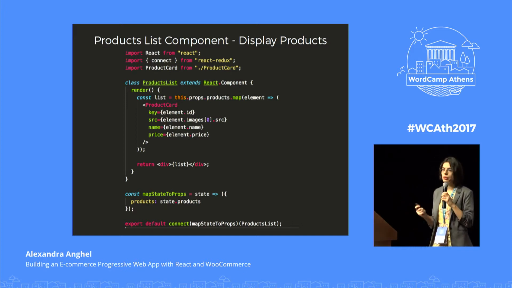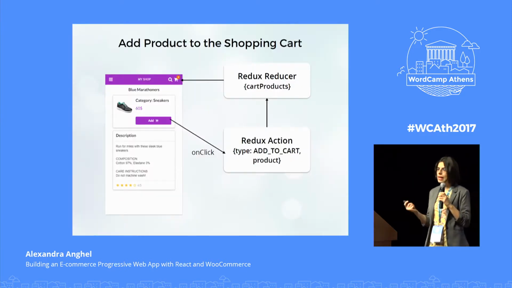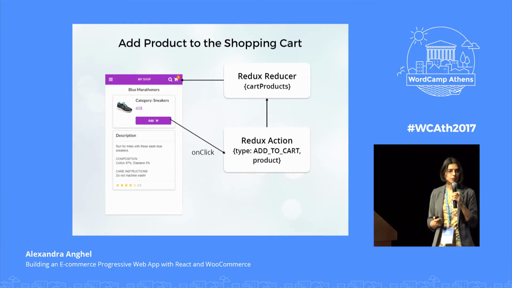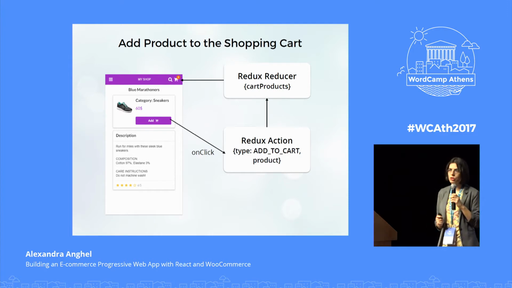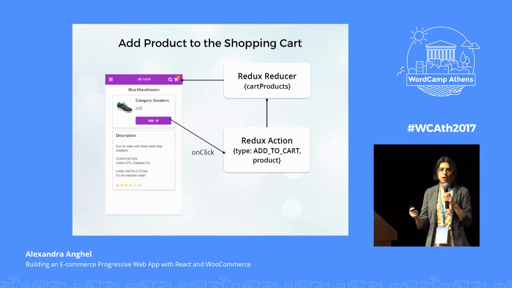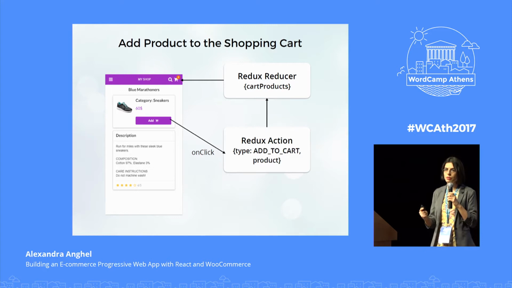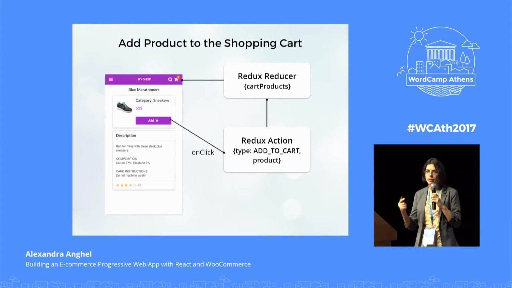But what if we wanted to add user interactions? For example, adding a product to the shopping cart. Well, in this case, when the user presses the Add to Cart button, we just dispatch another action called Add to Cart that also contains the product information. For example, the product ID, the product name if we want to save that, and of course the quantity. Afterwards, we can have another reducer called cart products that listens to that particular action and updates the data from the Redux store.